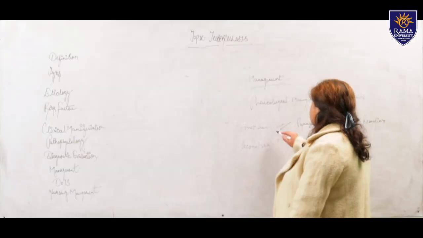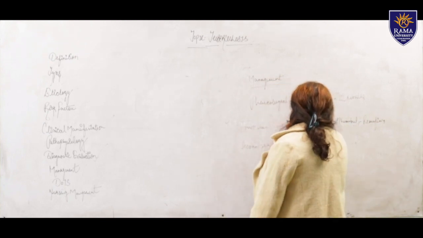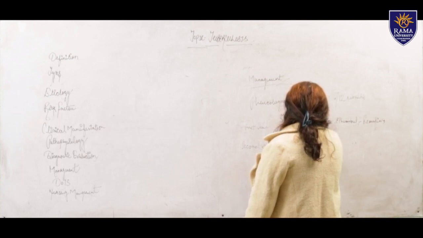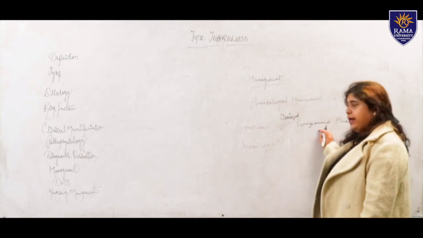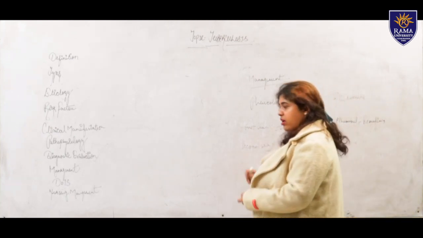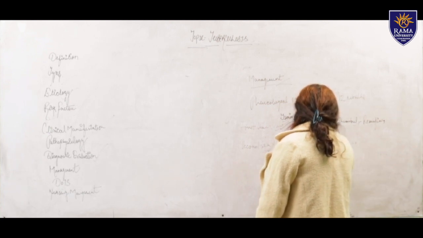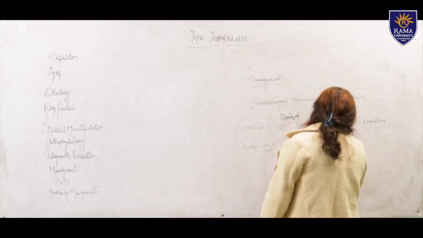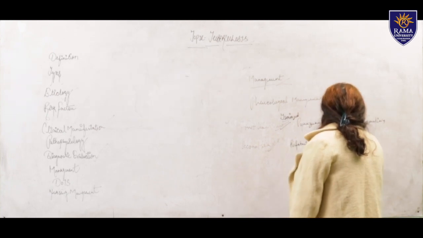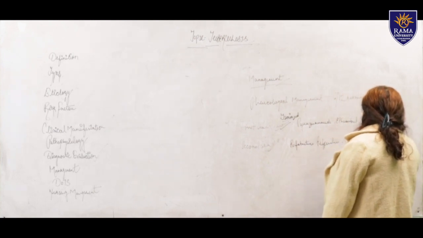So there are some examples of the first line drugs. First one is isoniazid, pyrazinamide, ethambutol and rifampicin. And there are some examples of the second line drugs, that is rifabutin, rifapentine, amikacin and streptomycin.